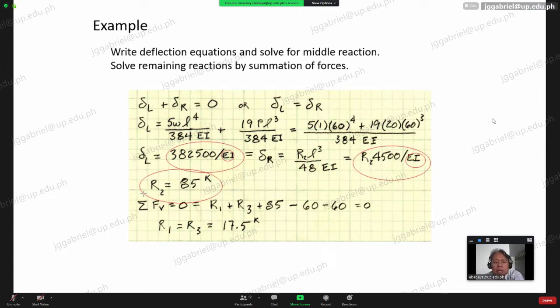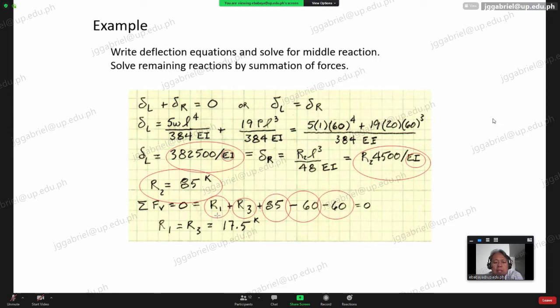We just sum forces along the vertical. You have R1, R3, and then this is R2. Subtract the equivalent force of the uniformly distributed load. How is that? 60 feet times 1 kip per lineal foot. So that's 60 kips. Sorry. Tama. 60 feet times 1 kip per lineal foot. So that's 60. And then 20 plus 20 plus 20, that's also 60. They're negatives because they're going down.